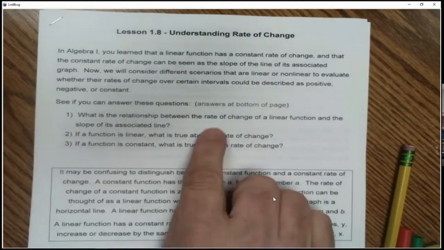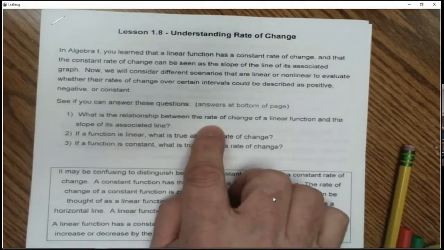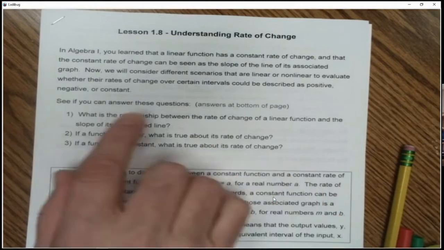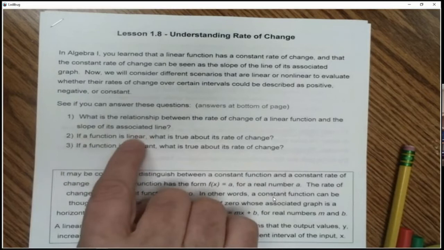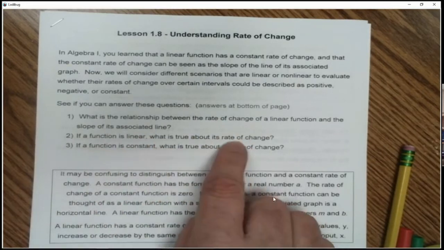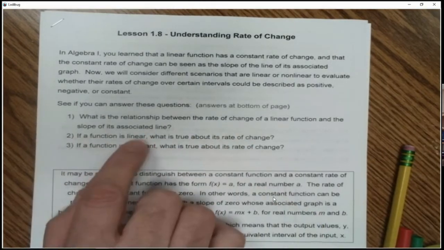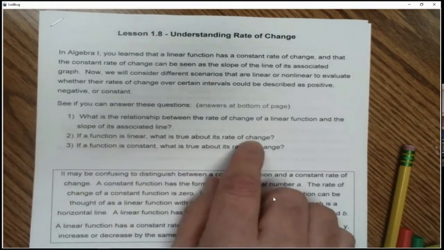It's how much the linear function changes. Every time the x goes up 1, how much does the y change? That's the same thing as the slope. So if a function is linear, what is true about its rate of change? If it is a line, what is true about its rate of change?